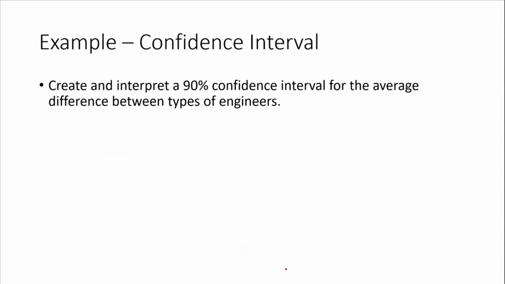One way we can do that is to create and interpret a 90% confidence interval for the average difference between the engineers. The confidence interval is calculated by taking the point estimate, as always, plus or minus the critical value times the relevant standard error. So our point estimate is the difference between the two sample means. The critical value, that would be a t or z-score, and the relevant standard error.